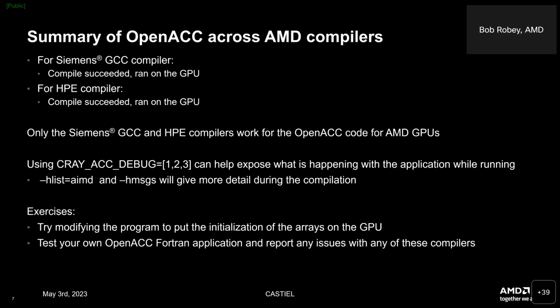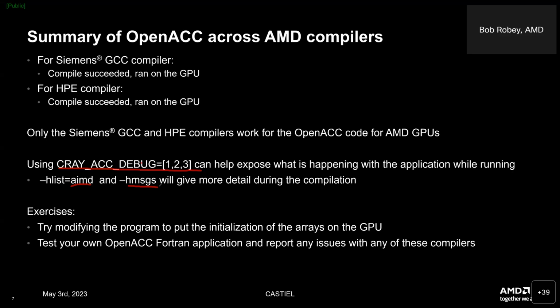On the Cray system, you can use Cray ACC debug to give more information about what's happening. You can also see that during the compile, you can use the -H list option, and there's an AIMD. Each one of those letters specifies different output during the compile. Also, -H messages can give you more information. So you can try this on your local system or try it with the Cray OpenACC compiler.